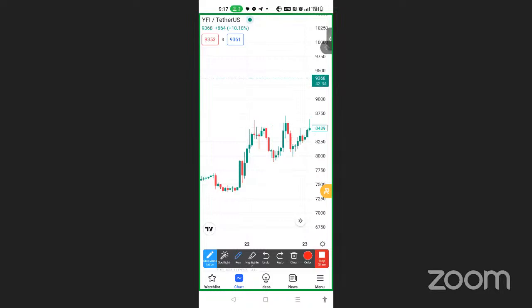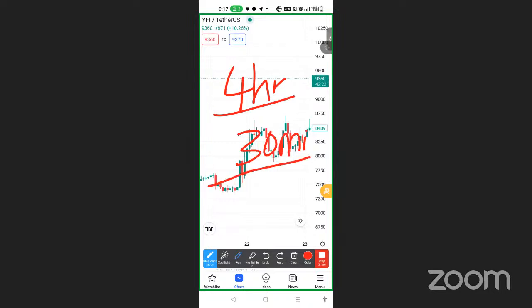For daily trades, we draw our trend lines in the 4-hour time frame and make our entry in the 30 minutes time frame. And also we draw our trend lines in 1 day and make our entry in the 1-hour time frame.